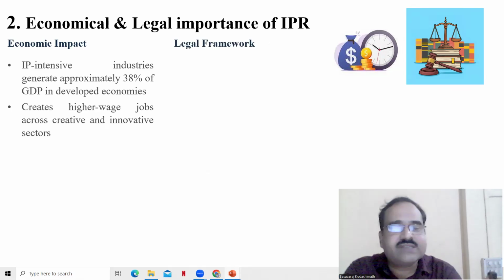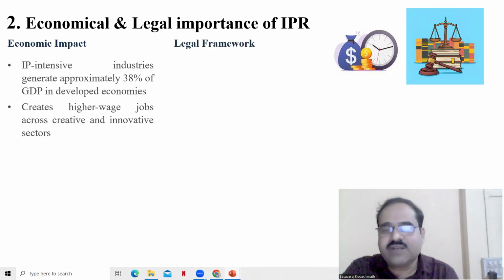The next important one is that it creates higher wage jobs. As you know, the companies which have IP registered things normally have a potential market, and they can hire a larger number of employees and pay good salaries to them also. Because of that, the economic power of the company as well as the employees will be enhanced in the market. Take an example of Infosys.